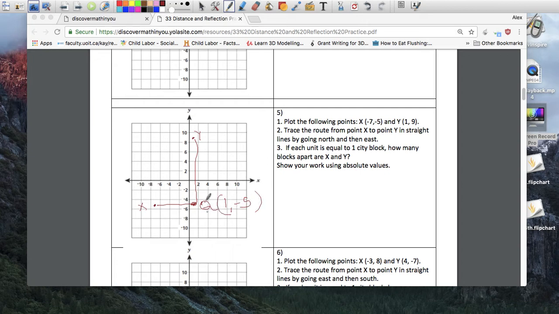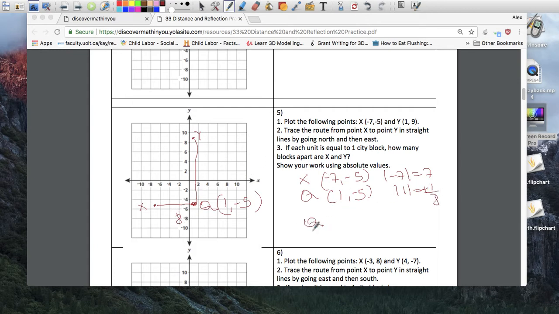So I need to measure two distances, X to Q and Q to Y. So let's do X to Q. X is negative 7, negative 5. Q is 1, negative 5. They're both on the negative fifth, so they're both on this level here. One is to the left of the y-axis, one is to the right. So this is the absolute value of negative 7, which is 7. This is the absolute value of 1, which is 1. So 7 plus 1, different quadrants, is 8. So this distance over here is 8.